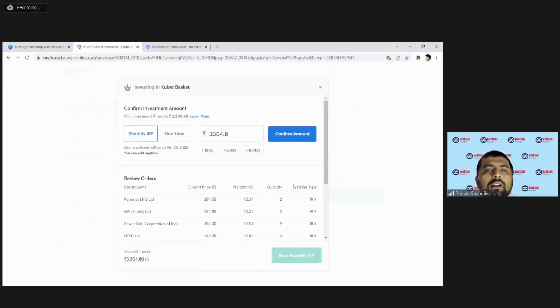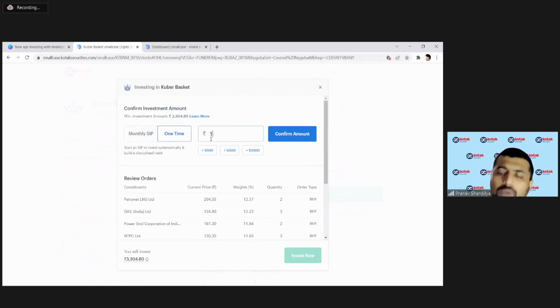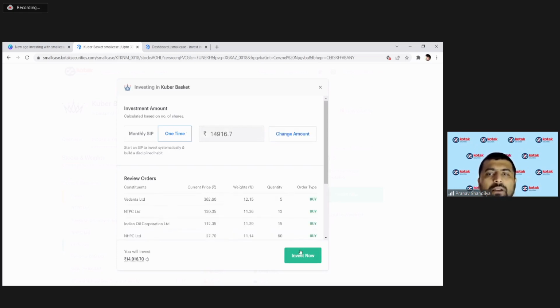Over here, you will be given two options, either a monthly SIP or a one-time investment. You can go for a one-time investment if you want to make a one-time lump sum investment. You can either go with the minimum ticket size that the system has chosen depending on the current market prices, or you can increase it to any number of your choice. For example, let us say you want to test this portfolio with 15,000 of capital. You can click on 15,000 here, click on confirm amount, and then click on invest now and confirm orders.